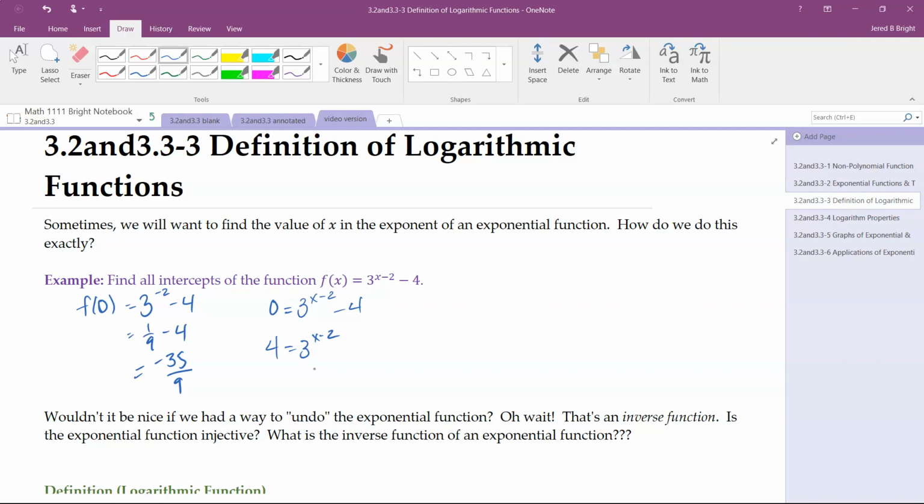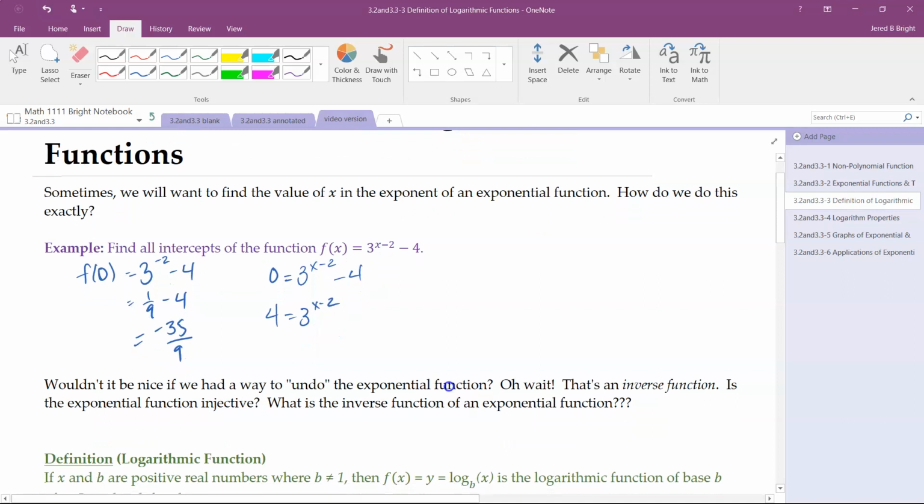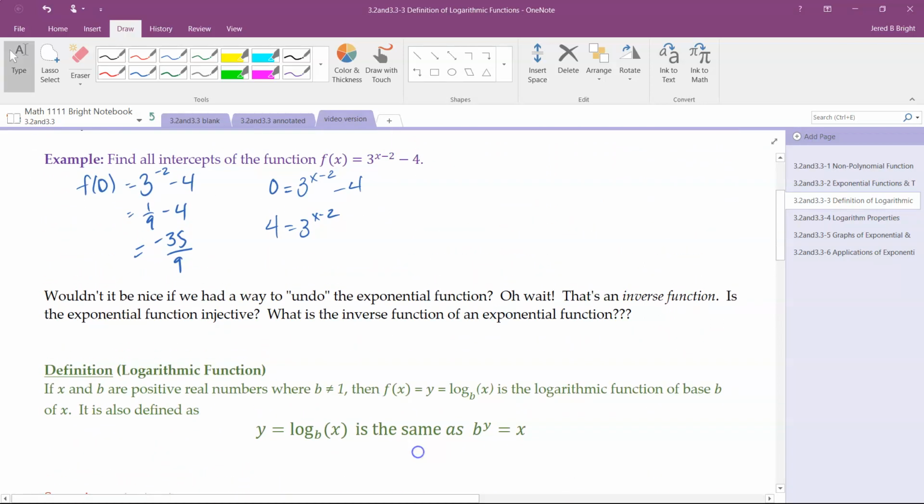So the next question is, what is the inverse function? And that's where mathematics swoops in and says, we're going to define ourselves out of this problem. That's where logarithms come in. Here's the definition. f of x equals log base b of x is called the logarithmic function. But this is the more important thing: y is equal to log base b of x is the same as b to the y is equal to x.